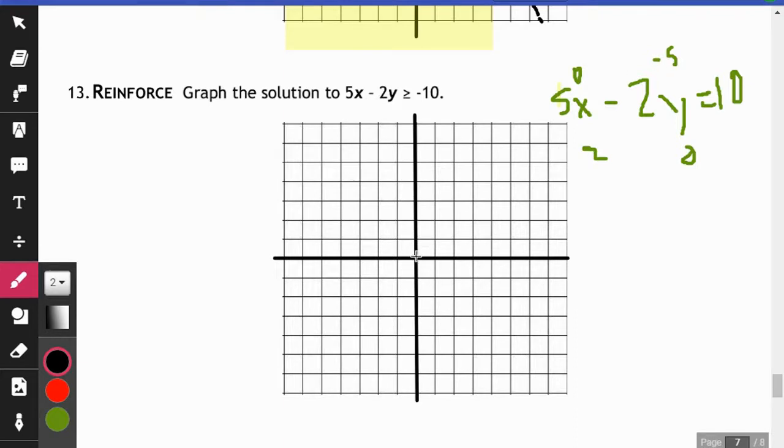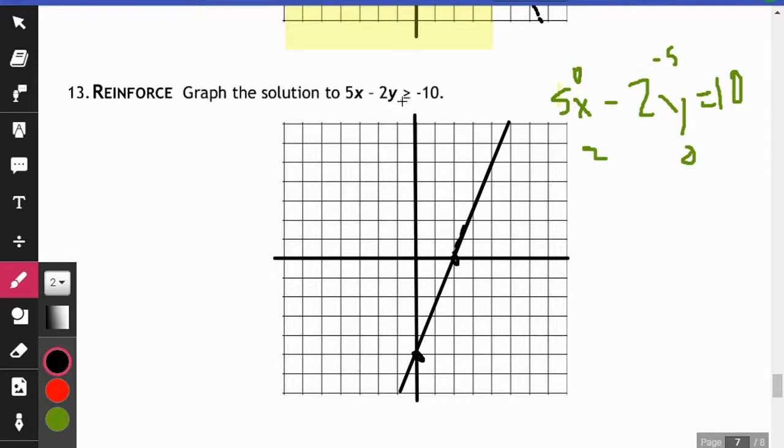0, negative 5 is 0, negative 1, 2, 3, 4, 5. And 2, 0, 1, 2, 0. Okay, so there's my line.